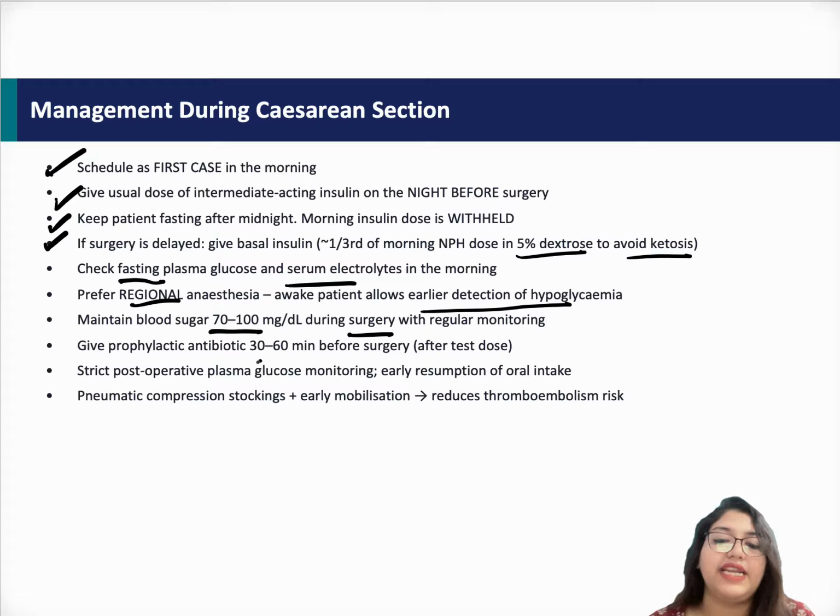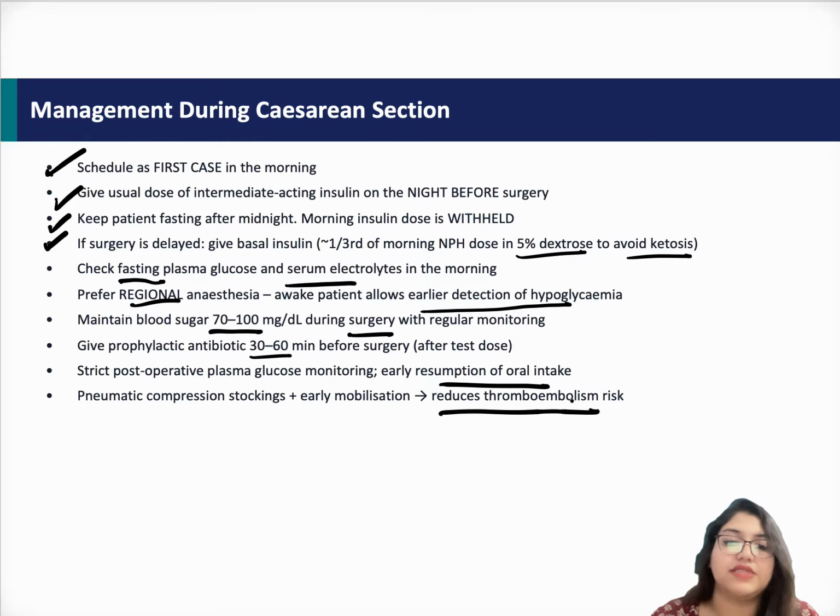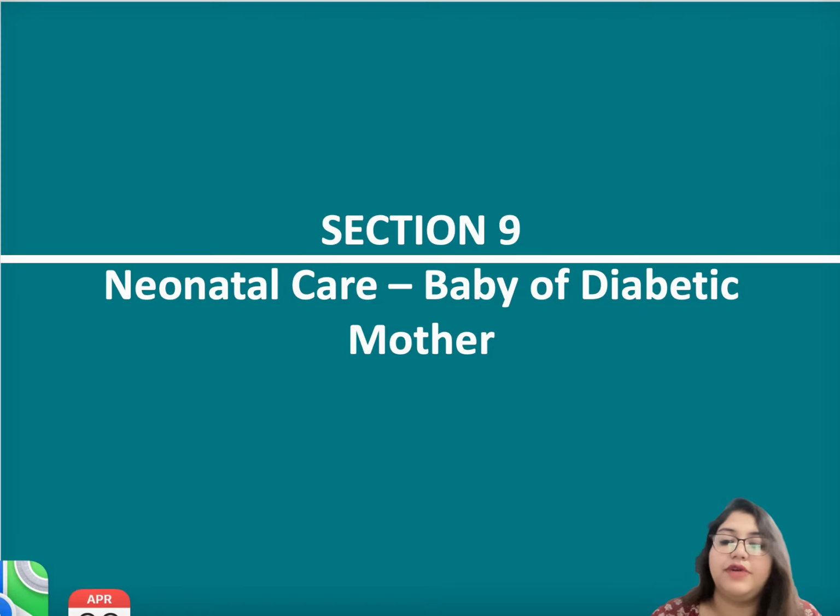Give prophylactic antibiotics 30 to 60 minutes before surgery. Strict post-operative plasma glucose monitoring. Early resumption of oral intake. Pneumatic compression stockings plus early mobilization. It reduces thromboembolism risk. So neonatal care, baby of diabetic mother.